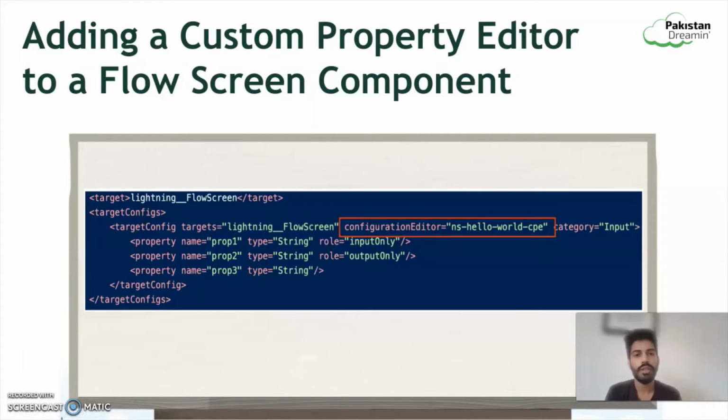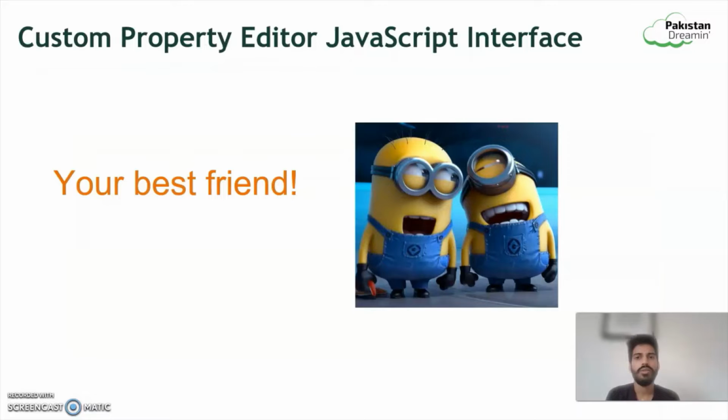And before we move to our demo, let's quickly talk about some fundamental stuff which will really help you while creating a custom property editor. So, the custom property editor JavaScript interface. Basically, this JavaScript interface is going to be your best friend while creating custom property editors. What I mean by this is this JavaScript interface exposes certain properties, functions, and events that you can use while creating your custom property editors and interact with the flow.